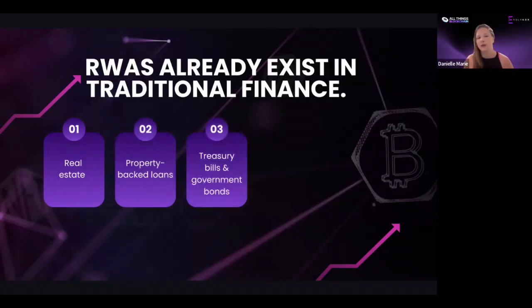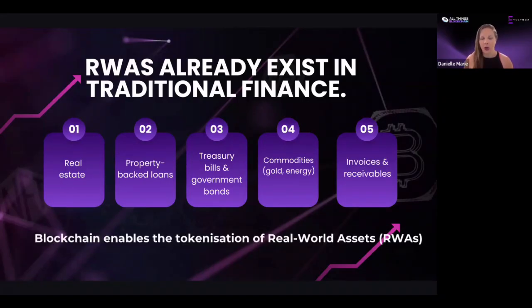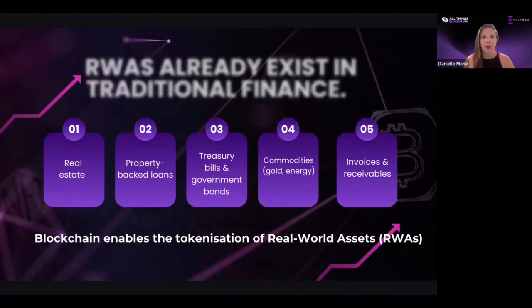So these things that we already talked about, property-backed loans, treasury bills, government bonds, real estate, commodities, invoices, receivables, are just some examples of real world assets that we know of, that we use, and you may be very familiar with in traditional financial ecosystems. Now, you can take blockchain and it enables the tokenization of these real world assets. And so this is a very big trend at the moment.